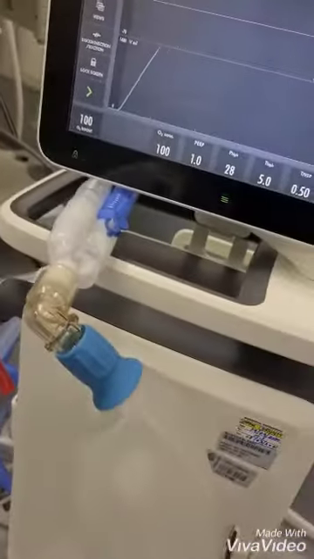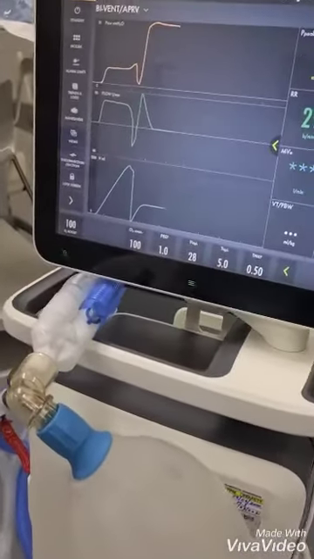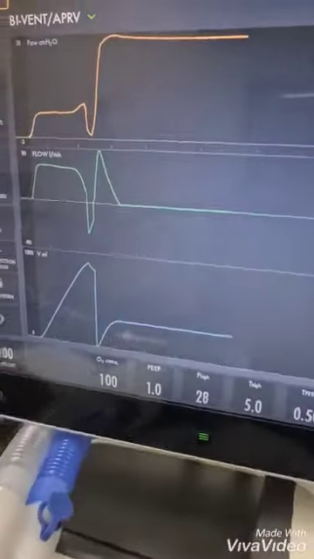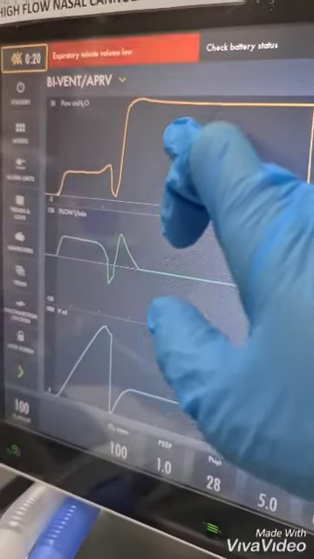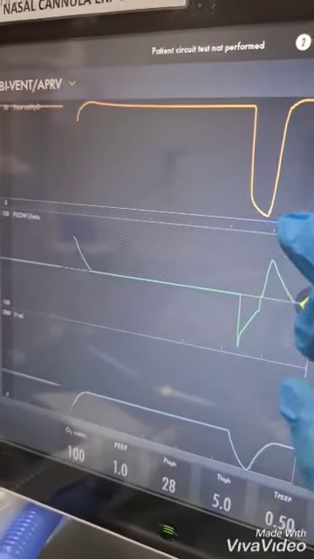Okay. This is the waveform. As you can see, on this ventilator, actually the APRV is a continuous lung recruitment.